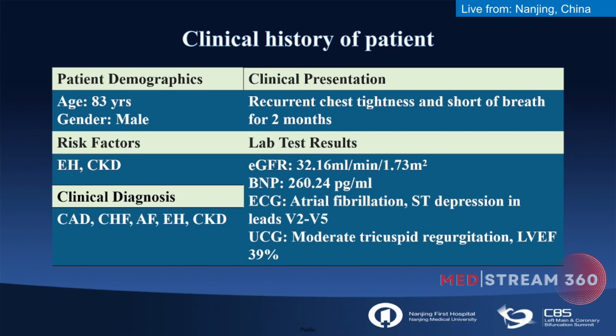Patient, 83 years old, male, recurrent chest tightness and shortness of breath for 2 months. Risk factors: essential hypertension, chronic kidney disease. Lab test results showed low eGFR, high BNP. ECG showed atrial fibrillation, ST depression in leads V2. UCG shows moderate tricuspid regurgitation and low ejection fraction. We diagnose the patient with coronary artery disease, heart failure, atrial fibrillation, essential hypertension, chronic kidney disease.